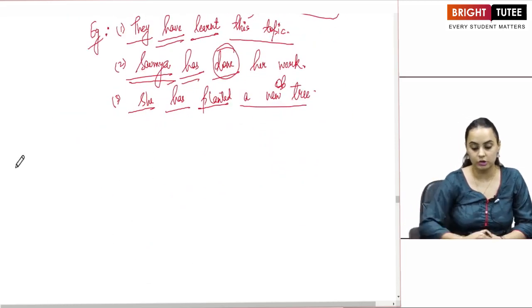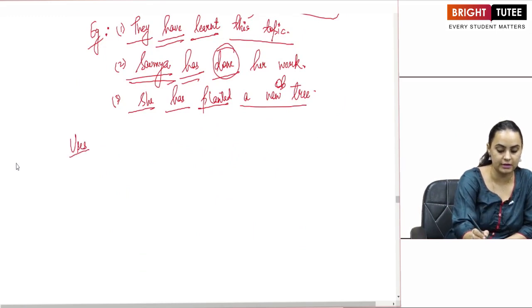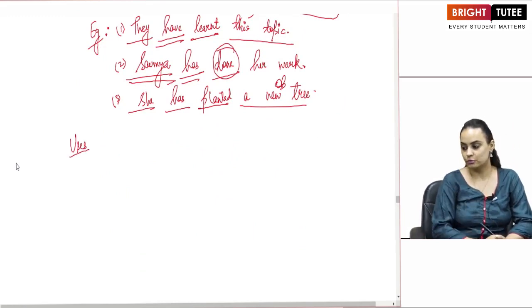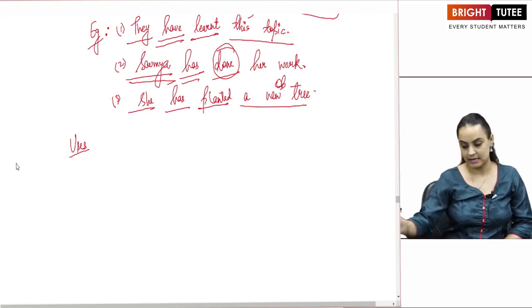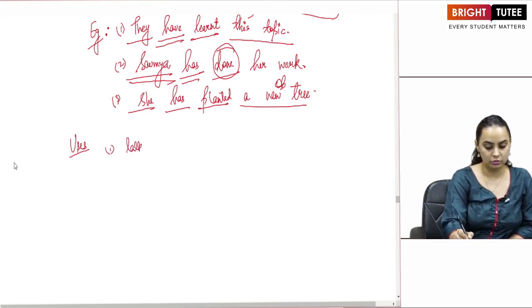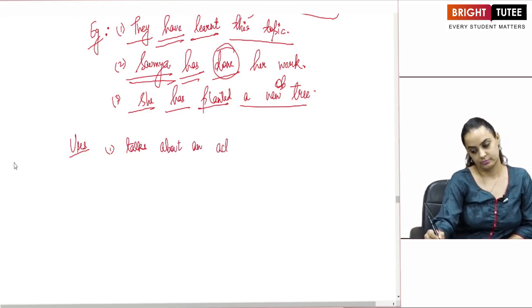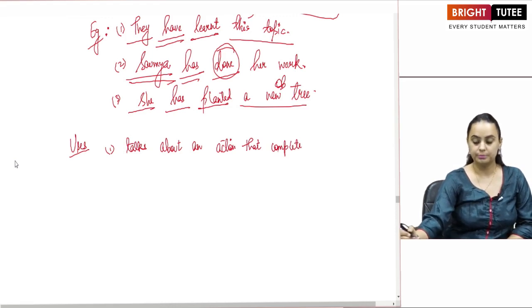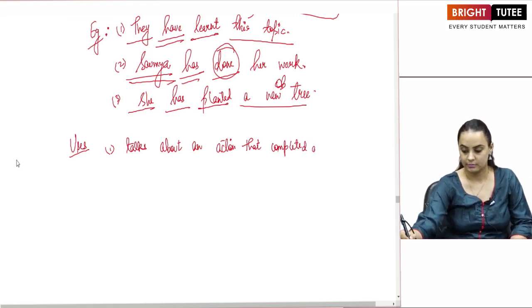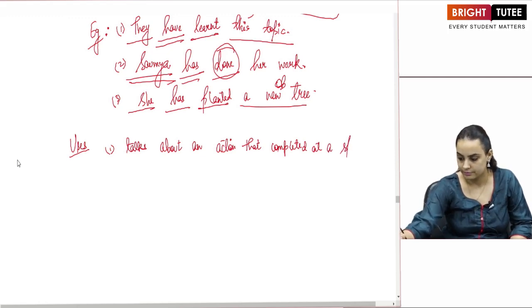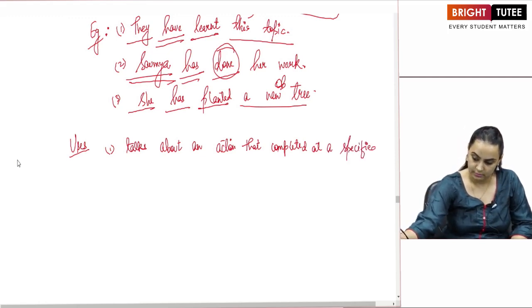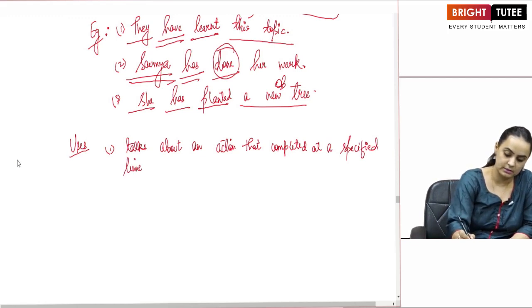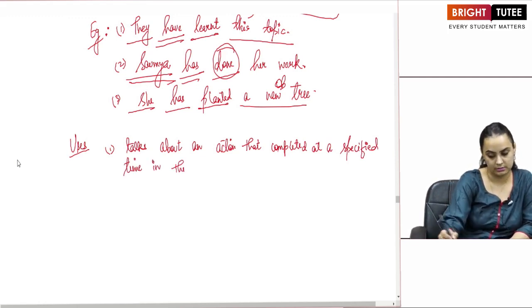Now, what are the uses of the present perfect tense? The first use of the present perfect tense is, it talks about an action that completed a specified time in the past.